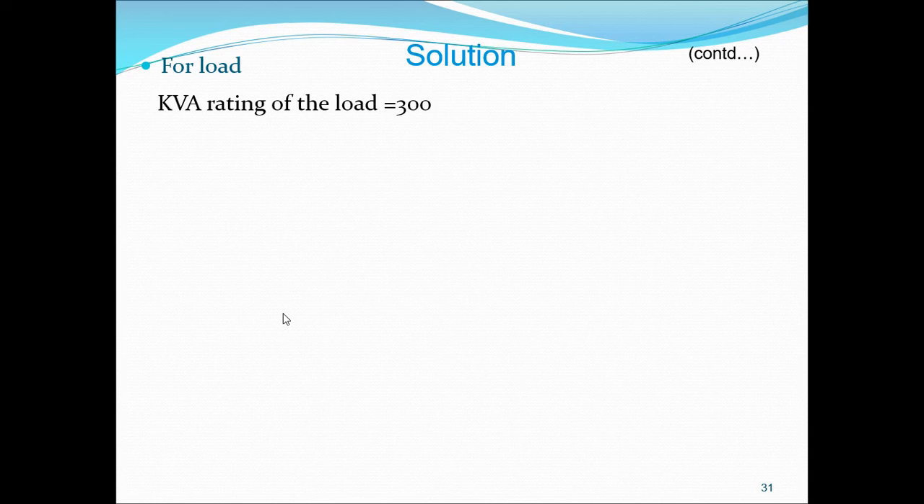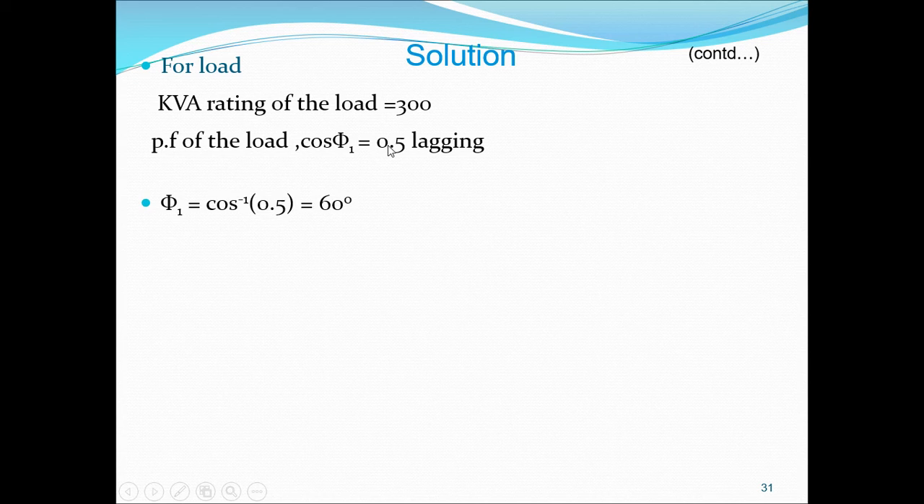If you consider the load, what is the kVA rating of the load? That is 300. And what is the power factor? That is 0.5 before improvement, before connecting the synchronous motor in parallel. Load kVA is 300 and power factor is 0.5 lagging. And what is the phase angle? That is phi 1 equal to cos inverse of 0.5, that is 60 degrees.